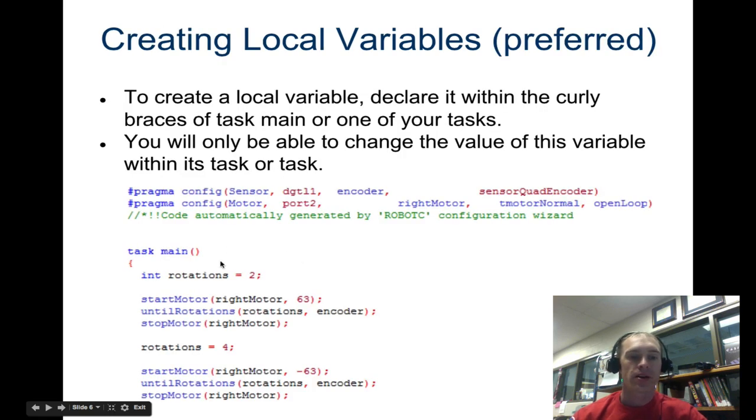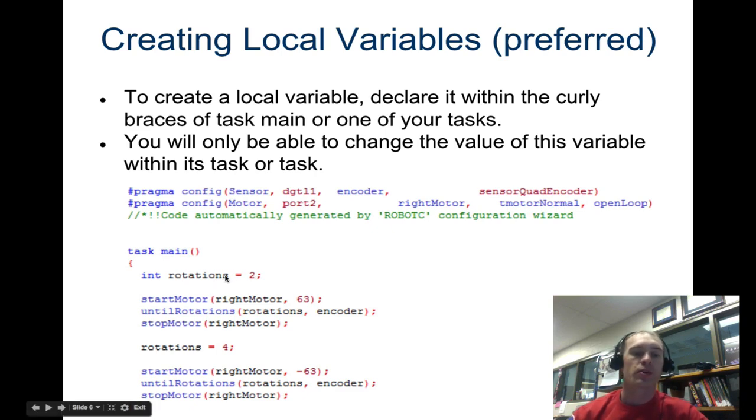So here is an example. This is an example of creating a local variable, and I've called that the preferred method. You declare it within the curly braces of task main or of one of your tasks, and you're only allowed to change it within this task. So let's just ignore this stuff at the top. This is just setting up the sensors. You have task main, int rotations, and right now we have declared it and set it equal to a value all in the same line. That's just more efficient coding.